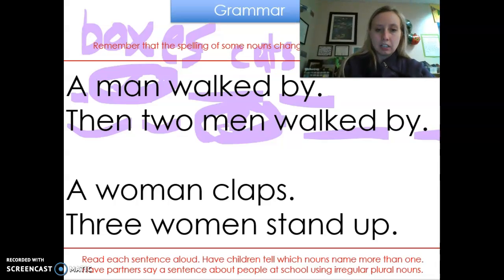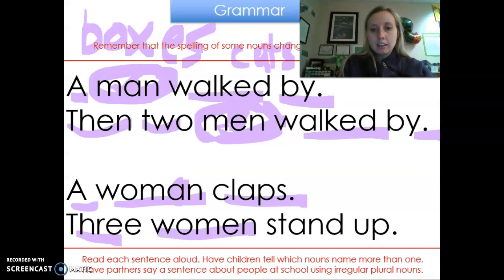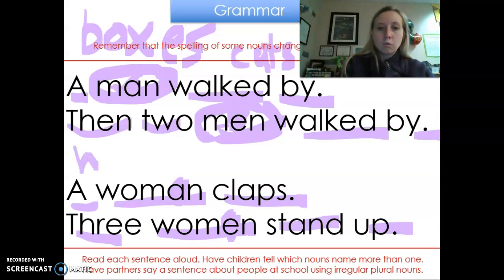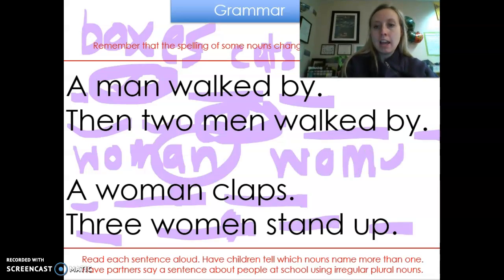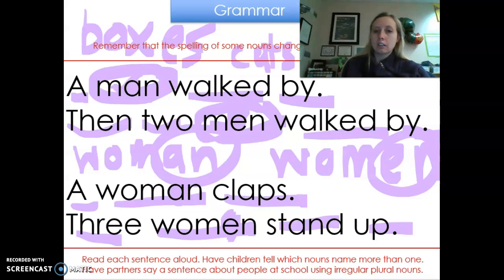Okay, let's look at another one. A woman claps. Okay, see how it says A? So that's one woman. 3 women stand up. Do you see the change? The E. So woman becomes women. We changed the whole word. We're not just adding an S. Okay, these are called irregular plural nouns. So man becomes men. Child becomes children. Person becomes people. Mouse becomes mice. Okay, we'll talk more about this later.